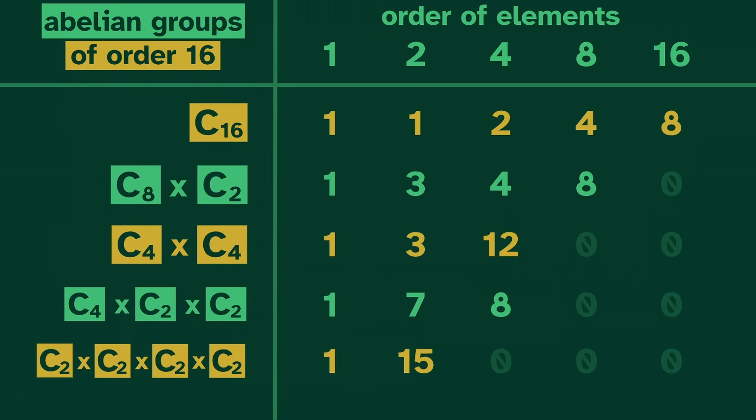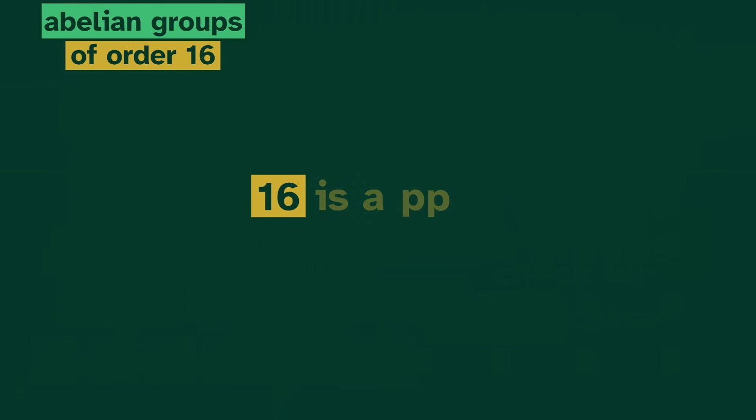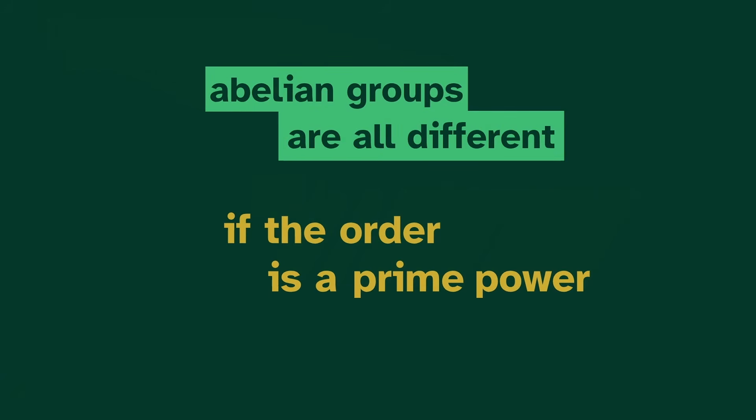And here are the counts for all the other groups. If any two groups have the same counts, they're the same group. Wait, that's weird. None of them are the same. Why is that weird? Well, there's a bunch. I thought there might be at least one pair. No, 16 is a PP. Excuse me? A prime power. The Abelian groups are all different if the order is a PP.